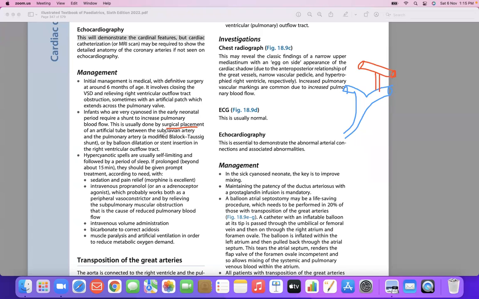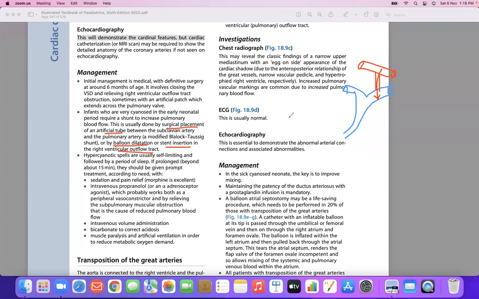Okay, so what happens here? An artificial tube between the subclavian artery and the pulmonary artery. And this is the modified Blalock-Taussig shunt, BT shunt. Or by balloon dilatation or stent insertion in the right ventricular outflow tract obstruction.